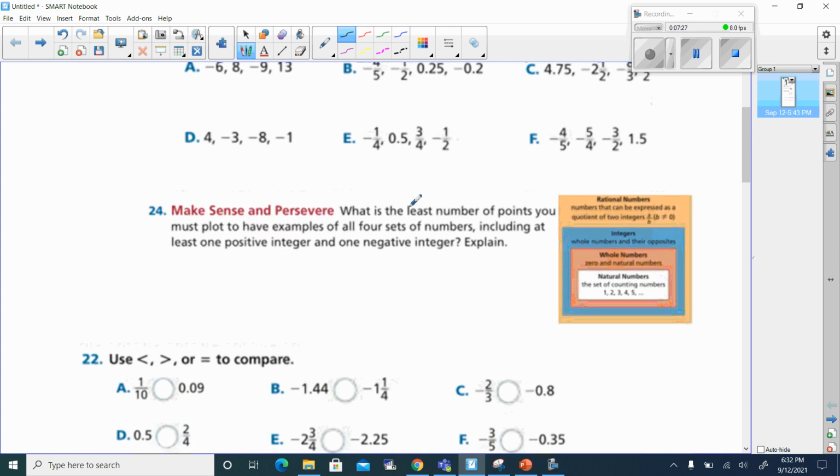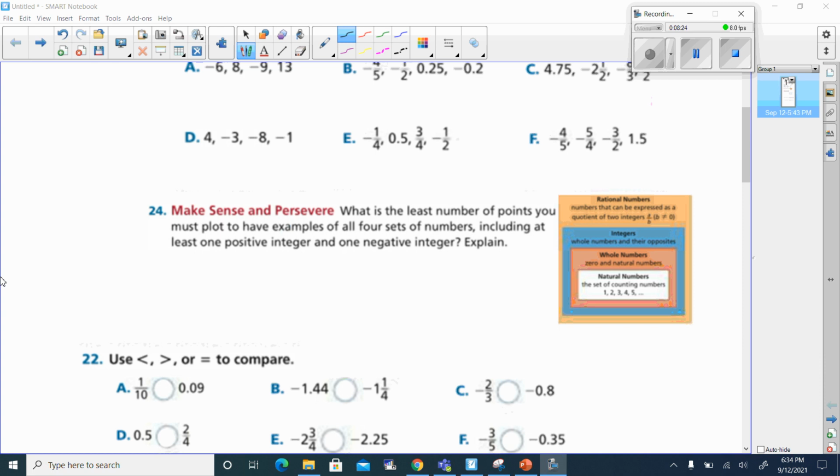Now we have number 24. What is the least number of points you must plot to have examples of all 4 sets of numbers, including at least 1 positive integer and 1 negative integer? Okay, what is the least number of points you must plot to have examples of all 4 sets of numbers? So we have 4 sets of numbers here: natural numbers, whole numbers, integers, and rational numbers, right? So what is the least number of points you must plot to have examples of all 4 sets of numbers, including at least 1 positive integer and 1 negative integer?